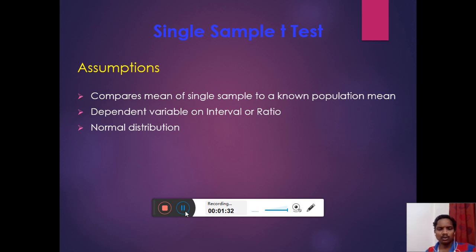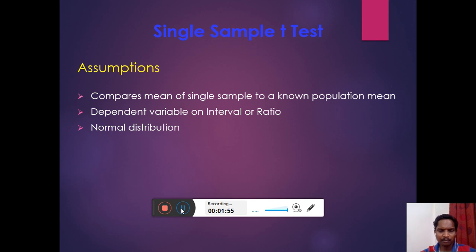Similar to other statistical procedures, we have some assumptions here also. The dependent variable should be on interval and ratio data, and it should be normally distributed. So this is some basic idea about the single sample t-test. Now we will go with single sample t-test.